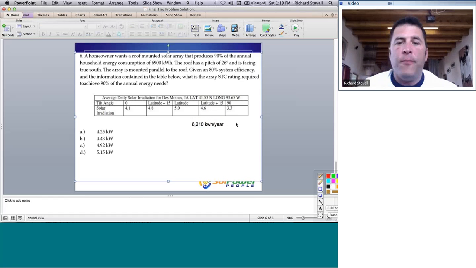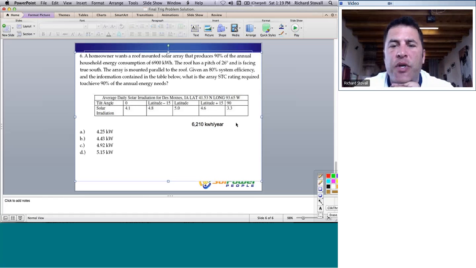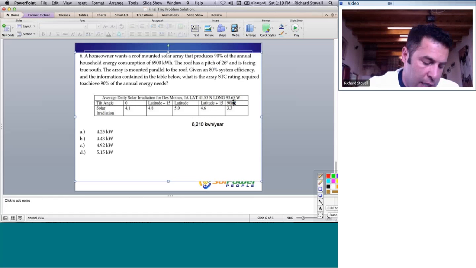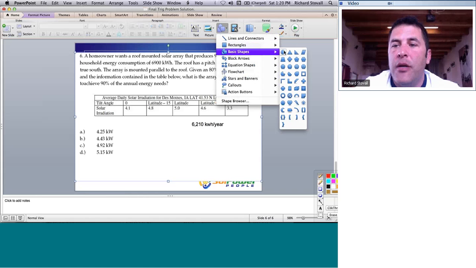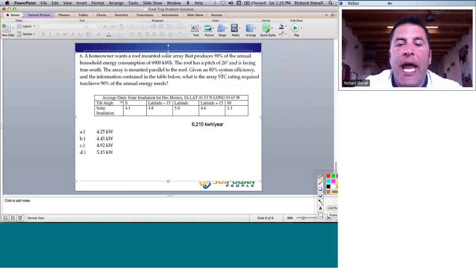Okay? So we have a system that's 80% efficient. We have a rooftop that has a pitch of 26 degrees. So let's determine which part of this table we need to be using. Okay, so if it's 26 degrees and we're at latitude 41.53, I bet if we went 41.53 minus 15, we would get somewhere around 26, and that's the case. So we've got 4.1 peak sun hours. I'll go ahead and circle this over here because I can do this all on one page, so I'm not jumping around. 4.8 peak sun hours.